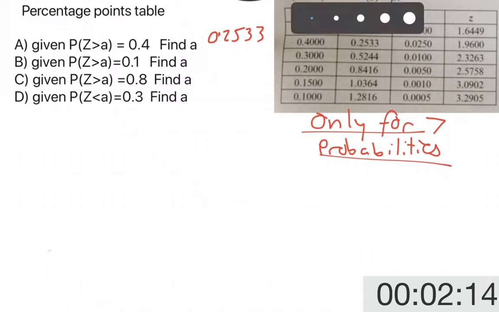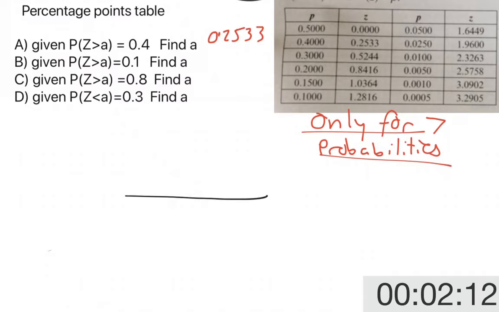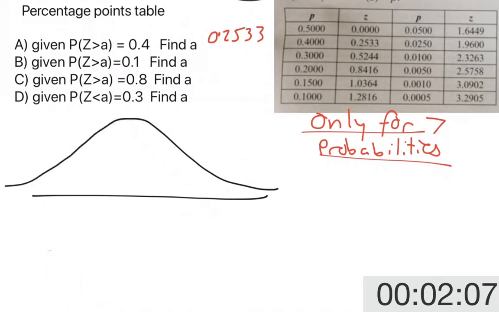So if I sketch part B, the probability Z is greater than this value is 0.1. So there's not much chance of being any bigger than A. So A is going to be right up here. That bit is going to be 0.1. So it's already a greater than. We want to look in the table.